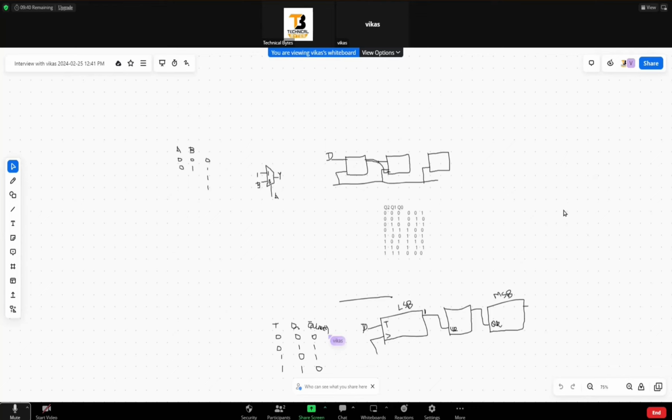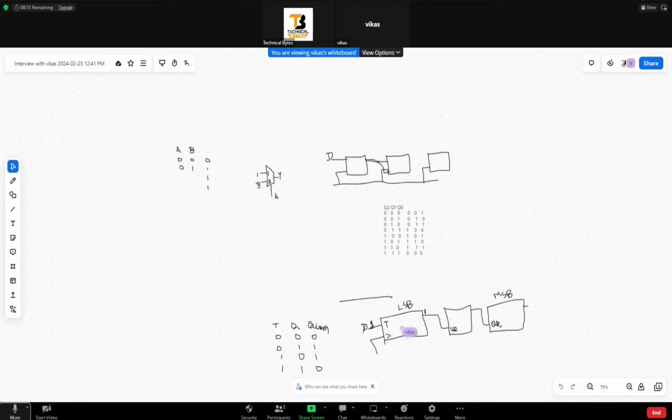Okay, fine. So depending on the value of the input, if it is zero, there won't be any toggle. But if it is one, then it will toggle. Correct. So then what will you connect to T in a counter? I should connect one. Okay, connect one, right?